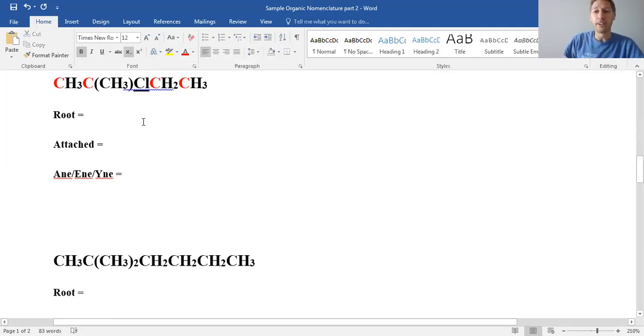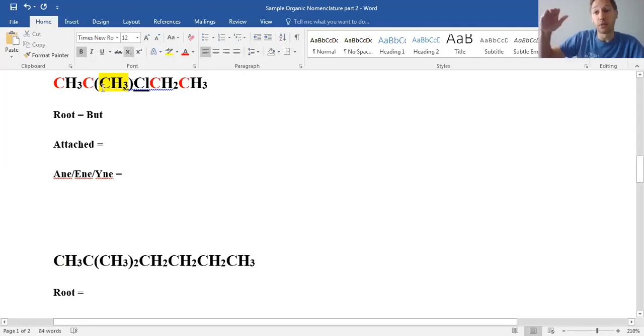I tried to underline it on your homework assignments too, but keep an eye on it. I try not to use so many chlorines very often either. But in any case, we have 1 carbon, 2 carbons, 3 carbons, 4 carbons that are part of the main chain. So our root's going to be but. This carbon here, that's actually an attachment. That's branching off of the main chain. So that means that on the second carbon, we have a branch coming off it.